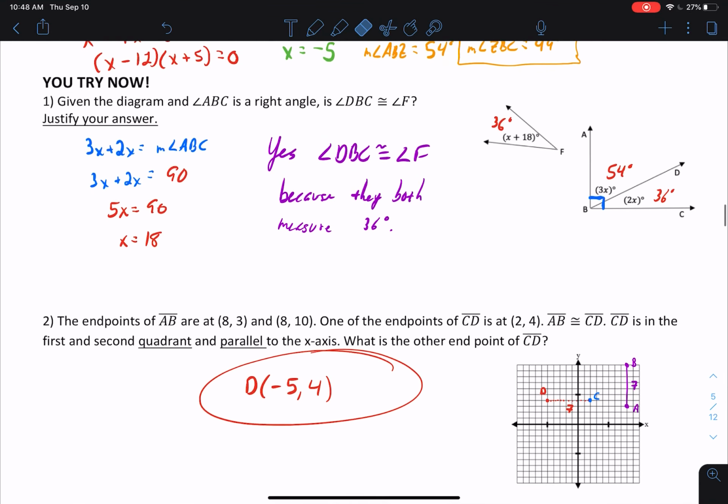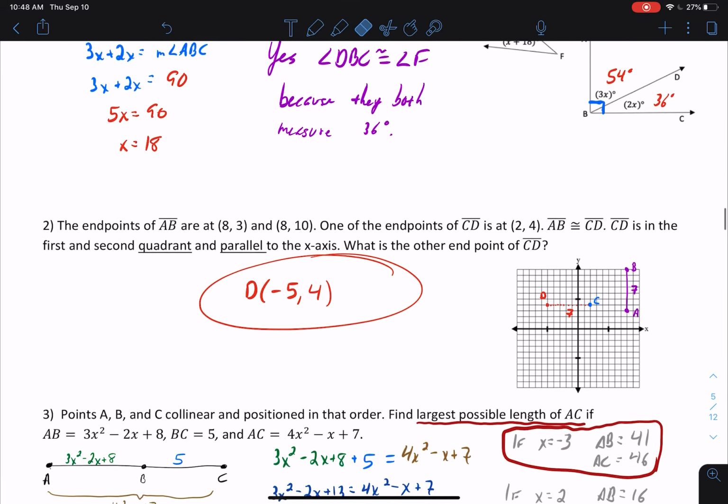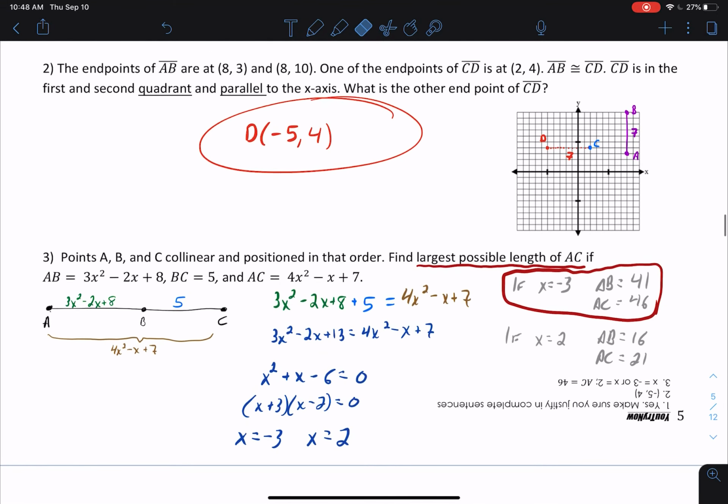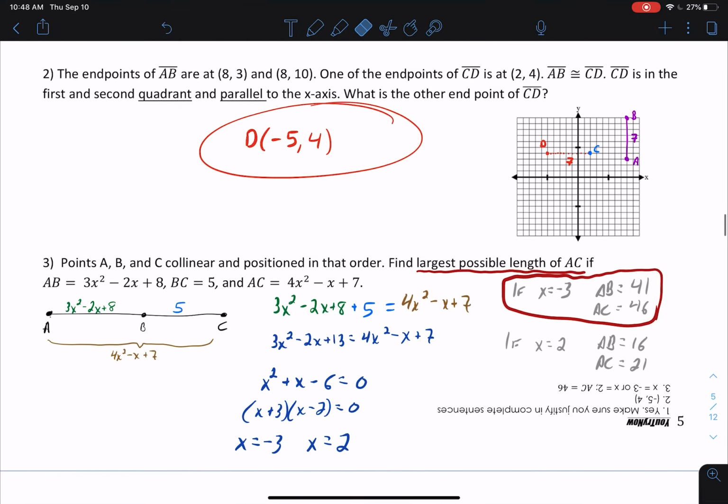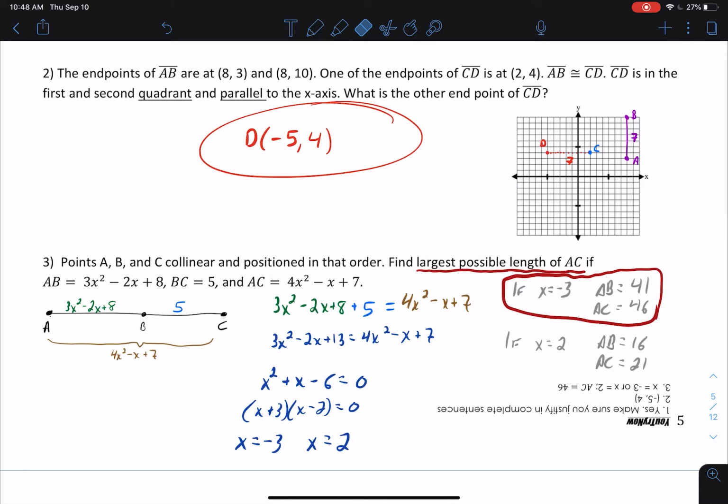So there's my work for the first 2. Jot down any questions you have so you can bring those to the next time we talk face-to-face. And then here's the work for number 3. Number 3 is another quadratic. In this case, both x's work. So we have to choose the x that's going to give us the largest possible length of AC. That's why we chose x to be -3.